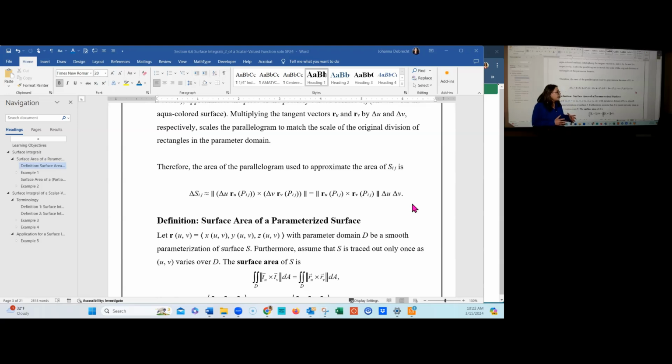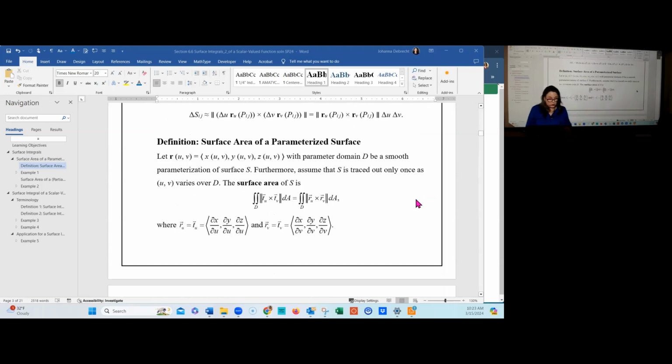Now, I can use that area to approximate the area of the curving surface. Now, delta u and delta v, of course, are constants. So they can be brought out of the cross product, and this gives us the magnitude of r with respect to u crossed with r with respect to v times delta u delta v. I know it sounds like we're about to integrate, and we are about to integrate. Here's how we find the surface area of a parameterized surface. This is, in fact, a surface integral where our function is allowed to be the number 1.